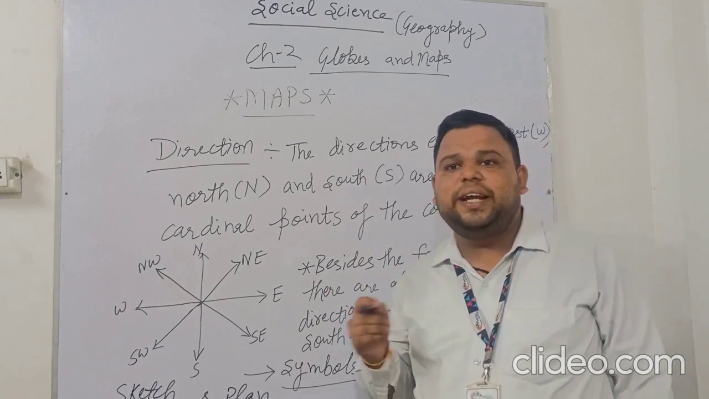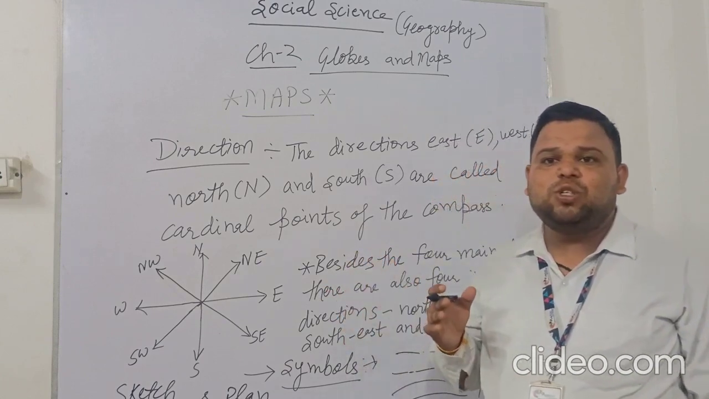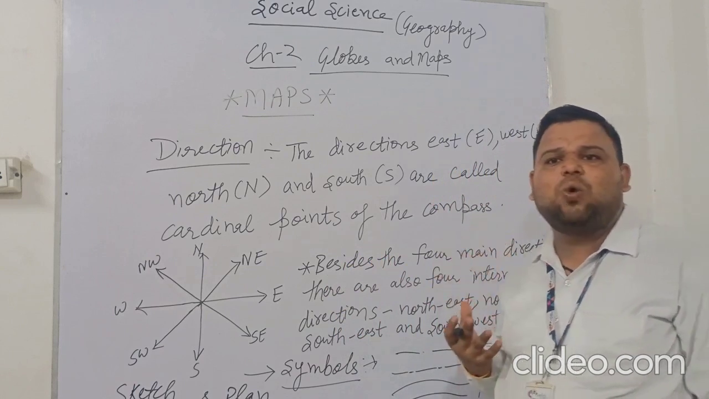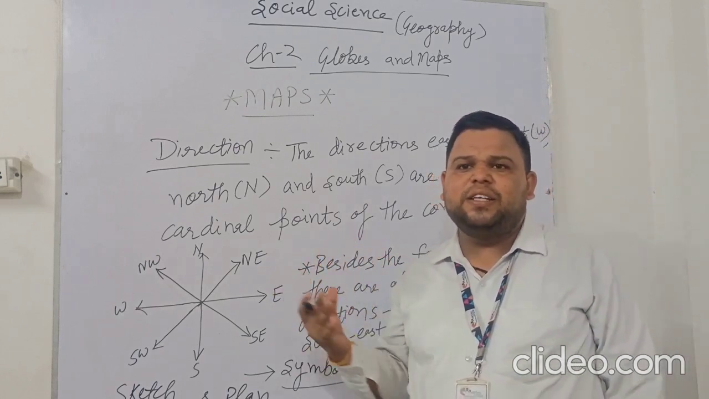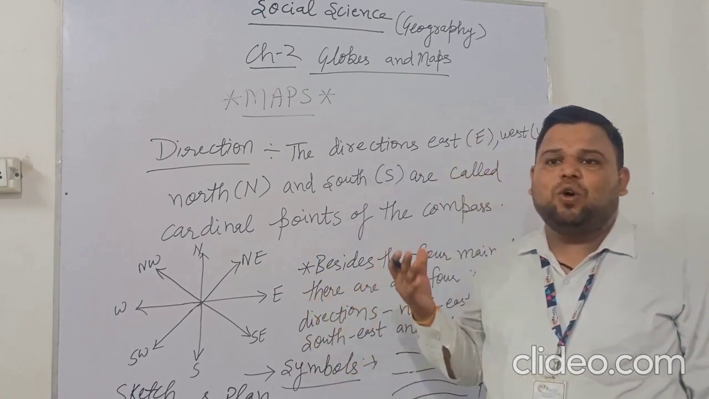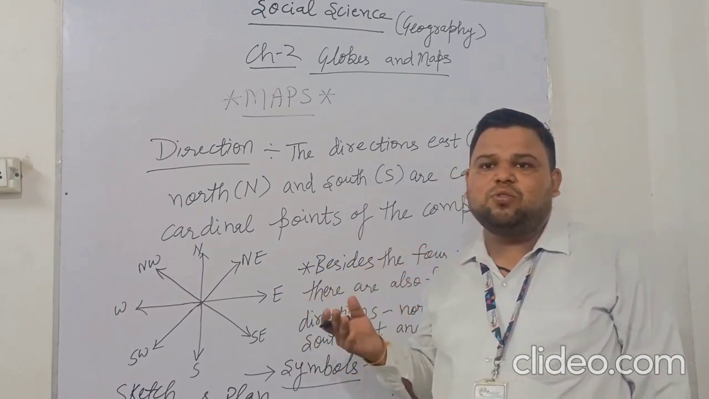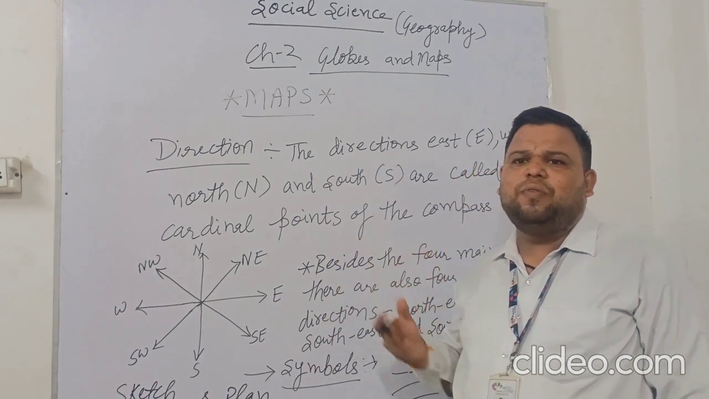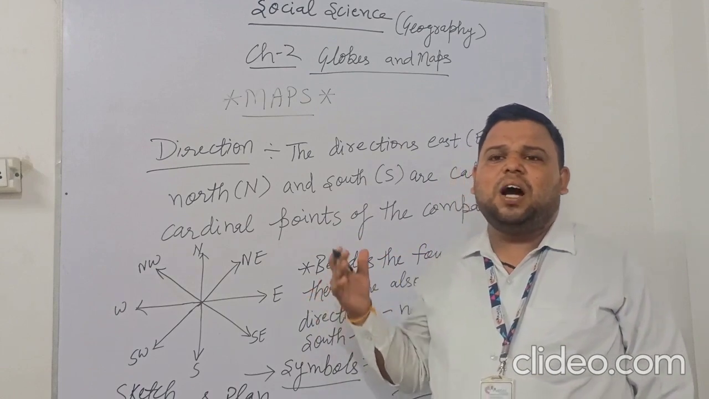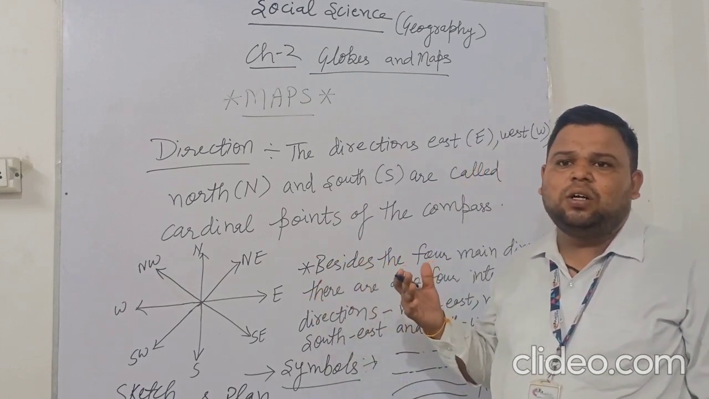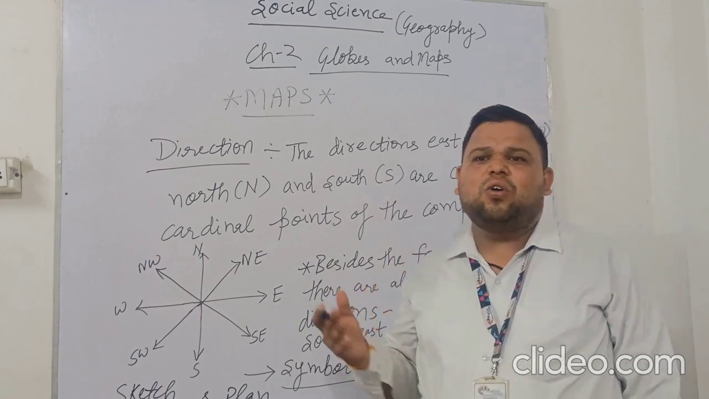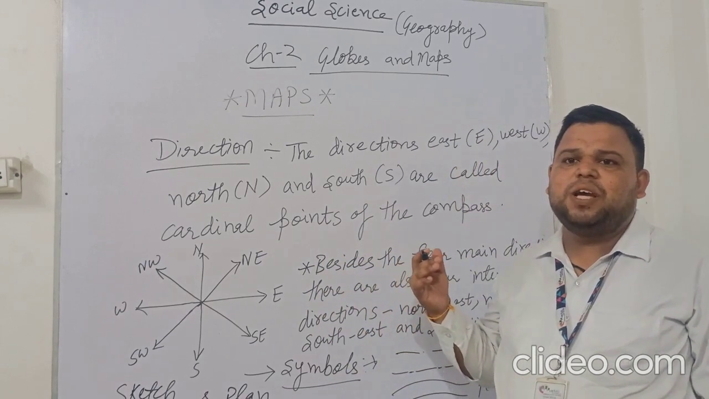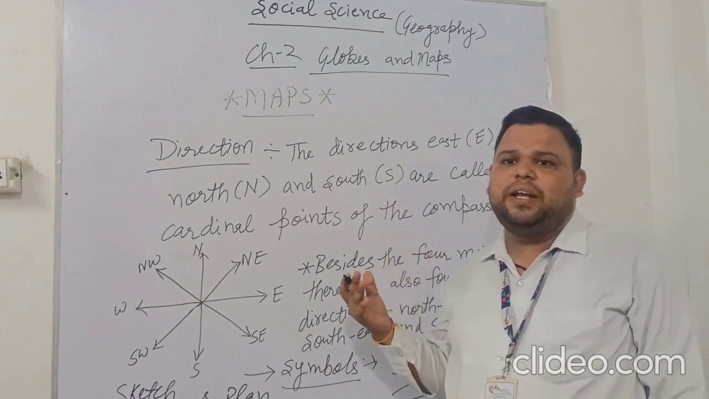And what about the plan? Although a plan shows the detailed features of an area, too many accurate details cannot be shown for a very small area like a house, office building, or even your classroom on a map. Therefore, when many details are to be shown, we have to draw a plan. A plan is a detailed drawing of a small area drawn on a very large scale. It is based on actual measurements taken on the ground.